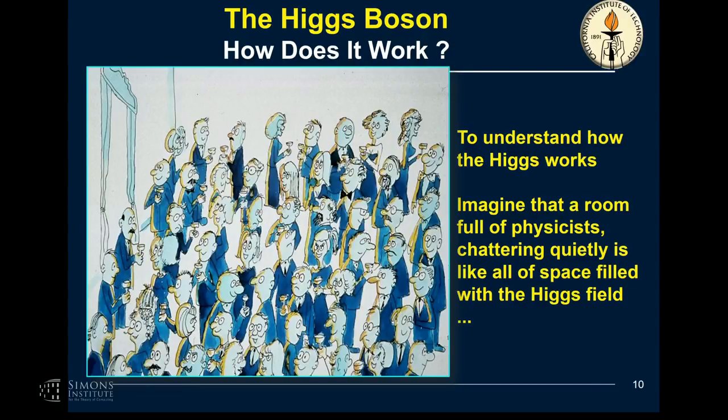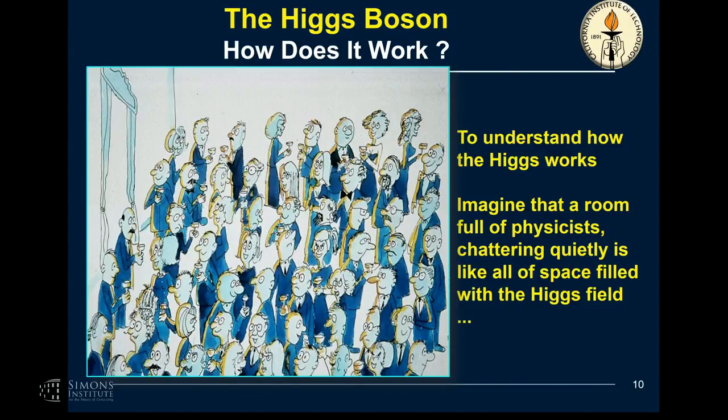So how does the Higgs boson work? We say it brings mass to elementary particles. So there was a competition to explain it to the public, and this is one of the winning explanations. So imagine you have the vacuum, and in the vacuum there are all these fluctuations. You can imagine if you take a snapshot, you'll see all these particles living for an instant.